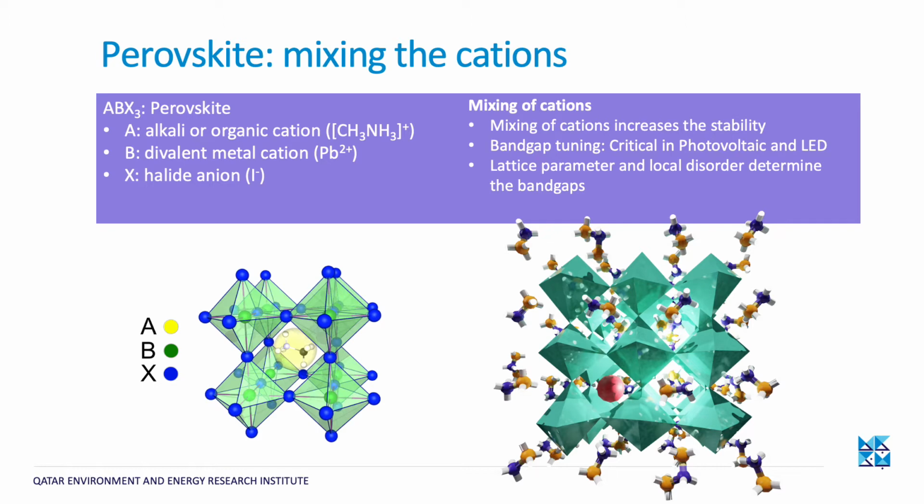It carries the structure ABX3. A is an alkali or organic cation, B is a divalent metal cation, X is a halide anion. By mixing different cations, we can bring stability to a structure, eventually to a device. We can tune its band gap, which is important for photovoltaics and also in LEDs and other devices. When we add cations into a structure, we induce local disorder, and also it changes the lattice parameter, which eventually also changes the band gap.